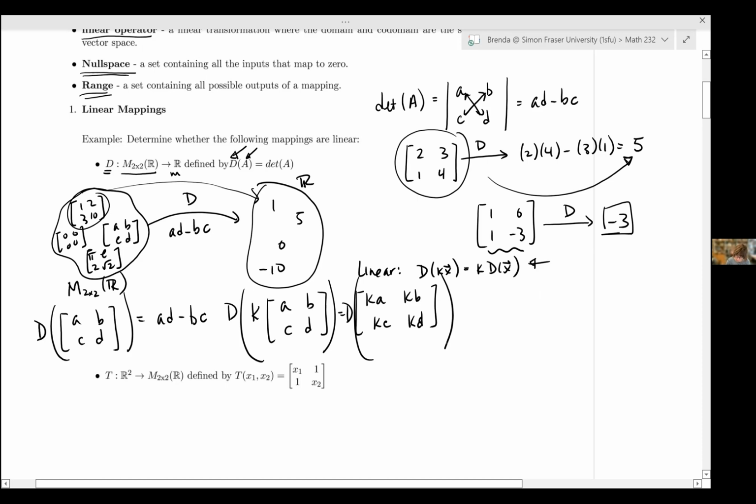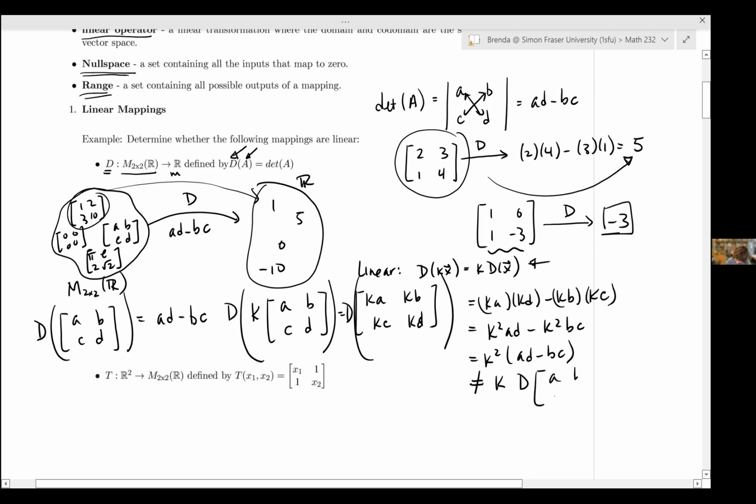Okay, and then let's just do the calculation. So I would get KA times KD minus KB times KC. That is equal to K squared AD minus K squared BC. That's equal to K squared times AD minus BC. And that is not equal to K times D of A, B, C, D. So it's not linear. Not linear.